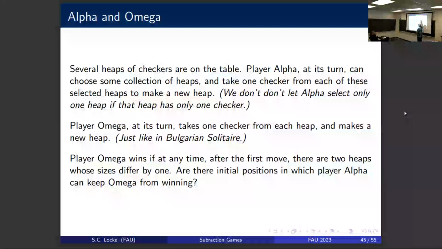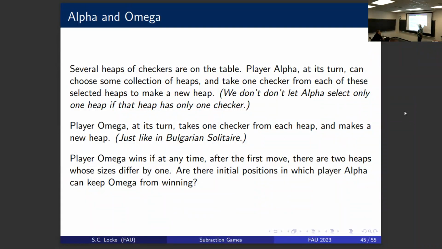game, I have 2 players, I call them Alpha and Omega. And I wanted to use terms where I don't say he and she, but I say it's, right? They're not necessarily humans, all right? Two players, and Alpha has lots and lots of moves, and Omega has only a few moves, okay? So Alpha, when it's its turn, can take some collection of the heaps and take one checker from each of these selected heaps to make a new heap. I just don't let it take the pile of height 1, if there's a pile of height 1.